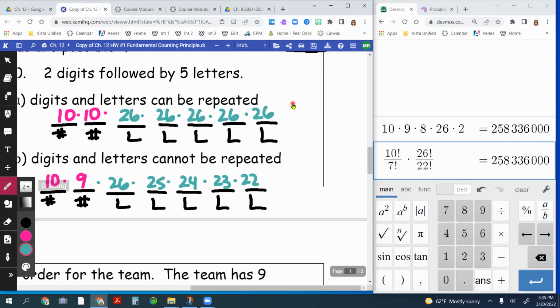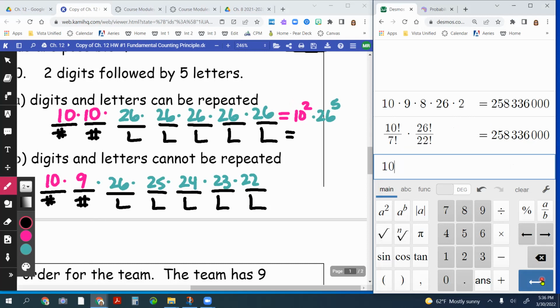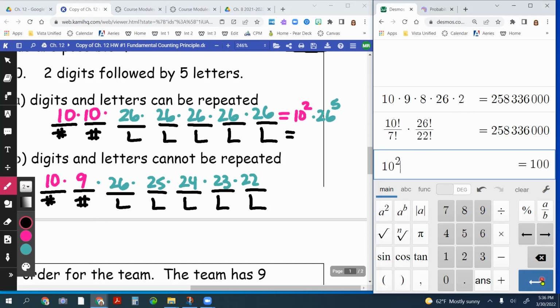So we can put it in as we see it, or this top one, I can do 10 squared, which is 100. Times 26 to the fifth. And when I put that into my calculator, 10 squared, again, which is 100, times 26 to the fifth. Notice I've got a times 10 to the ninth. So this is going to be, let's see, 1, 2, 3, 4, 5, 6, 7. So I'm just going to go 1.19 about times 10 to the ninth, approximately.